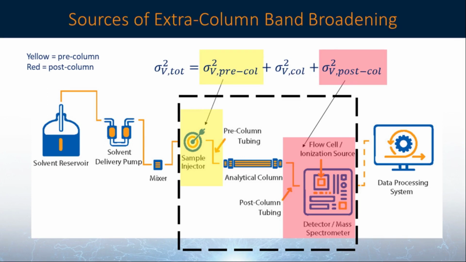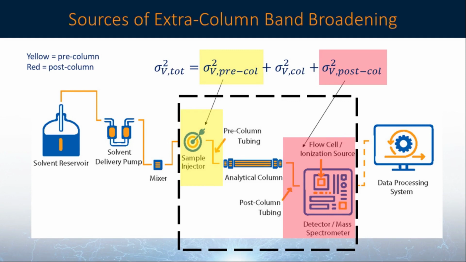Now we have highlighted the sources of extra column band broadening. The pre-column portion is highlighted in yellow and consists of the sample injector and the pre-column tubing. The post-column portion is highlighted in red and consists of the post-column tubing and the flow cell or the ionization source, depending on the detector. And what I'd like to point out here is depending on whether your separation is using isocratic or gradient conditions will really determine how much impact the pre or the post extra column band broadening will affect the separation.